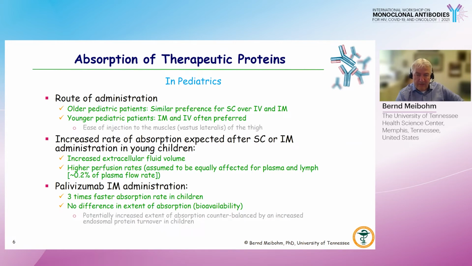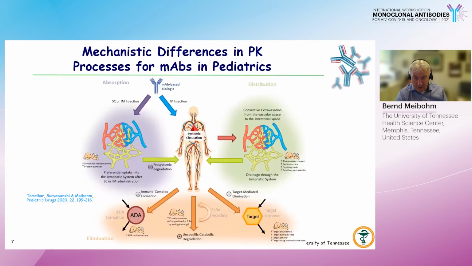And even though the lymph flow is slow, it's only 0.2% of the plasma flow rate, it seems to be much higher in young pediatric patients compared to adults. And that would result in a faster absorption process. For palivizumab, a monoclonal antibody against RSV that's used in young pediatric patients, a 3 times faster absorption rate had been observed in pediatric patients compared to adults, with no difference in the extent of absorption.